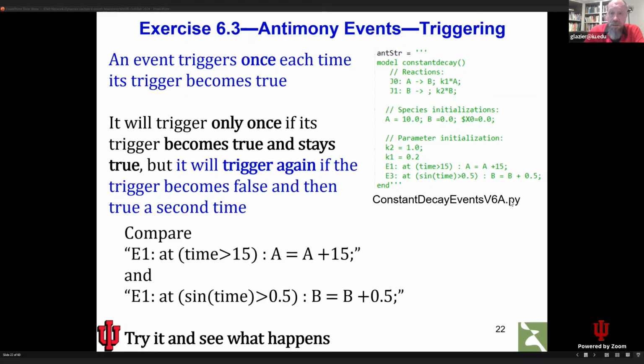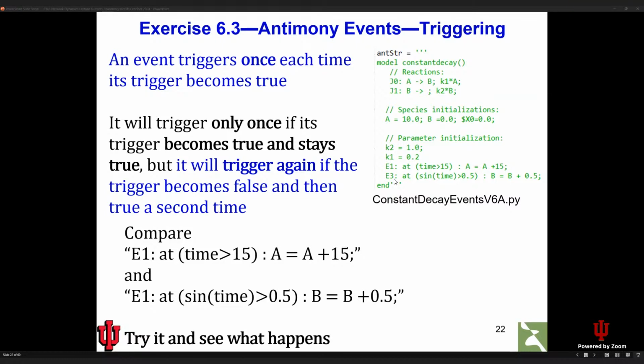And you'll notice you have to have a different name for the trigger. So E3, don't call it E1 or it won't work. So just add that single line, E3 colon at sine of time greater than 0.5, B equals B plus 0.5. What happens when you do that?